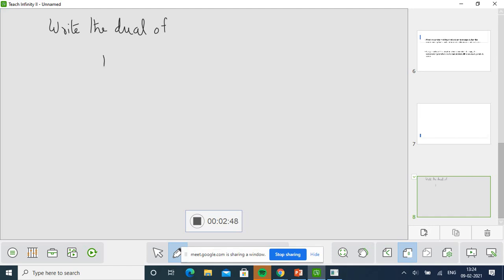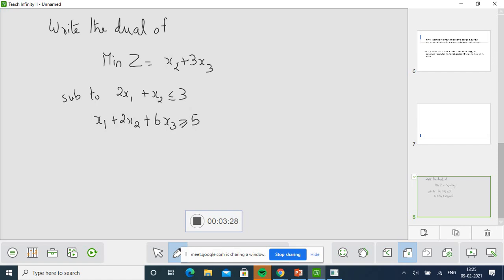Minimize Z equal to x2 plus 3x3, subject to the conditions 2x1 plus x2 less than or equal to 3, x1 plus 2x2 plus 6x3 greater than or equal to 5, and the third constraint minus x1 plus x2 plus x3 equal to 3, and all my xi's are greater than or equal to 0.